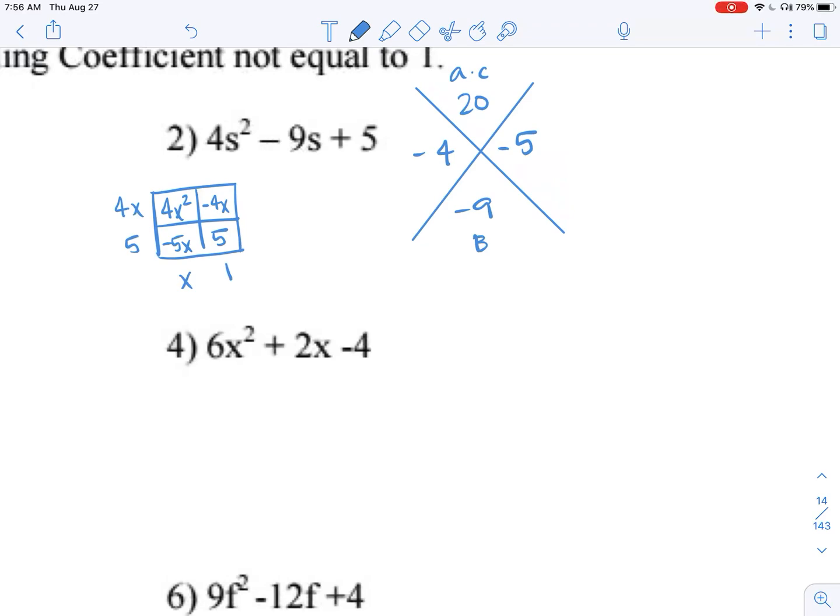So now it's a matter of what needs to be negative. It looks to me, I need my leading coefficient to be positive, so my 4x and my x are going to stay positive. I need my last term to be a positive, so both of these terms are going to have to be negative. So I'm going to have 4x minus 5 and x minus 1.